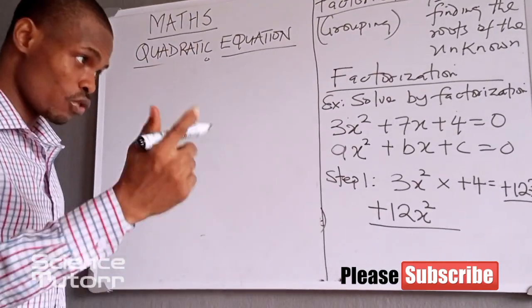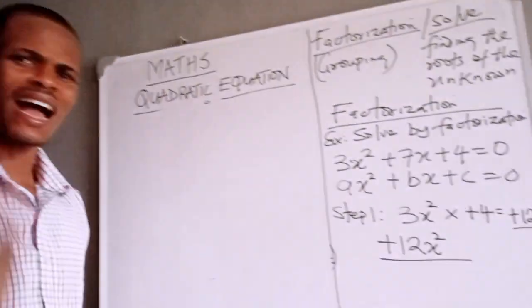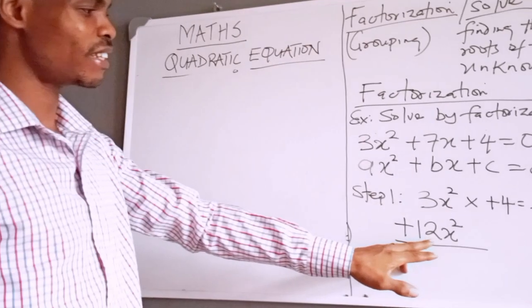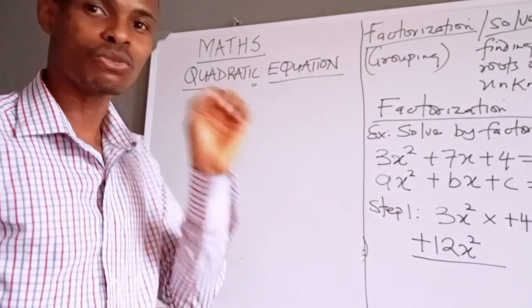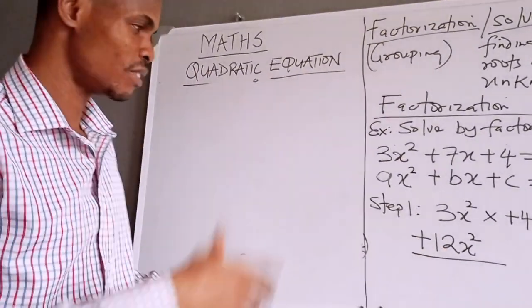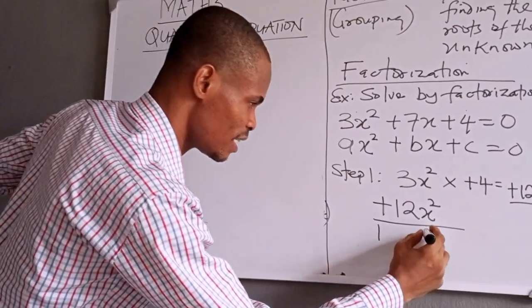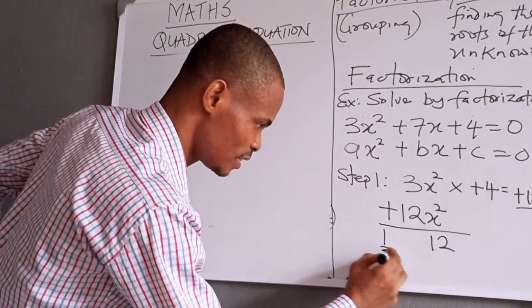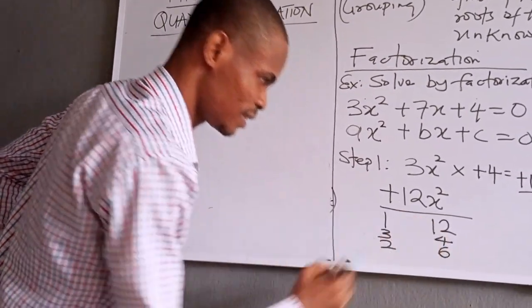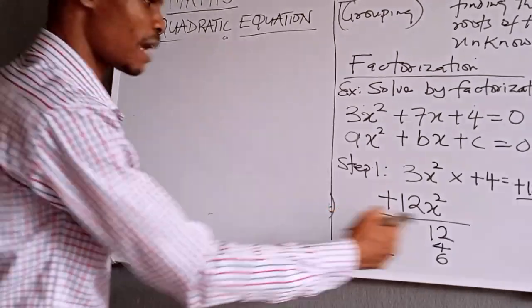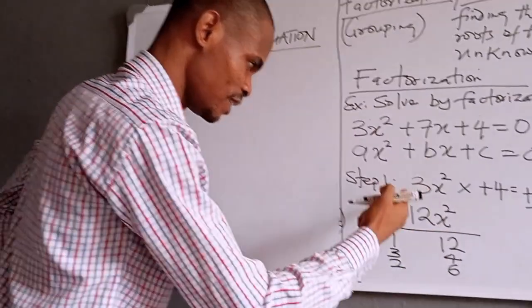The next thing I'll do, I'm going to find two numbers such that when I add them together, it's going to give me plus 7. Their product is plus 12 already. We think of two numbers: 1 and 12, 3 times 4, 2 times 6, what's more? 1 times 12 is 12, 3 times 4 is 12, 2 times 6 is 12.